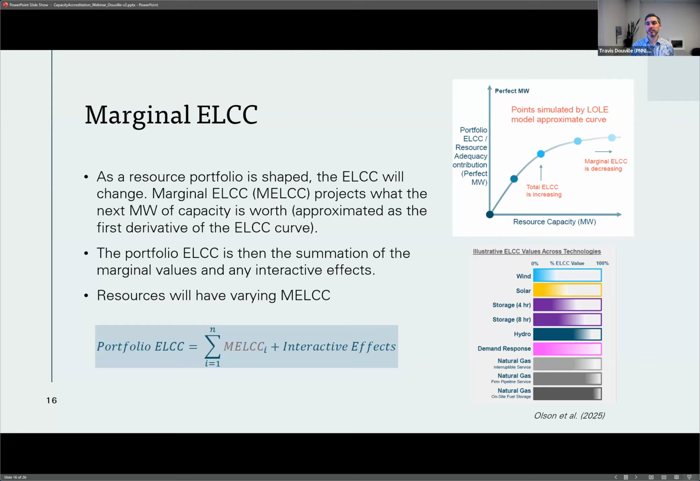When marginal ELCCs are aggregated across the portfolio, and they'll be different for different resource types, resource saturation and diversity are captured. When considered as a portfolio ELCC, the summation of all the marginal values from all the different resources on the system, and then any interactive effects like those we just spoke of are added on top of those, is defined. In other words, marginal ELCC will capture saturation and diversity benefits by resource, and portfolio ELCC loops in any resource synergies.